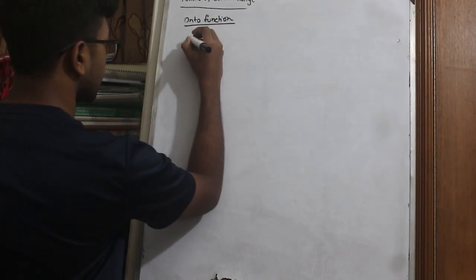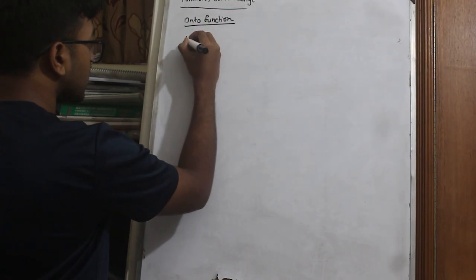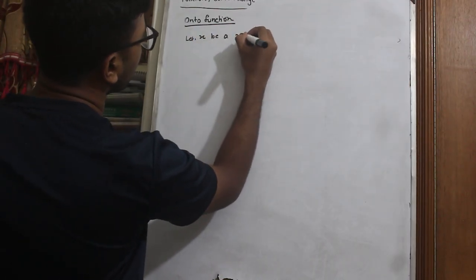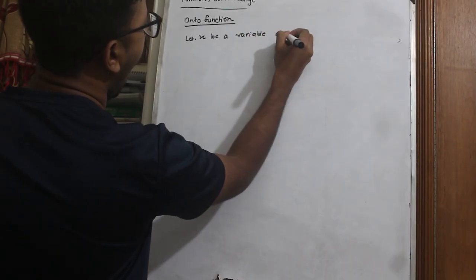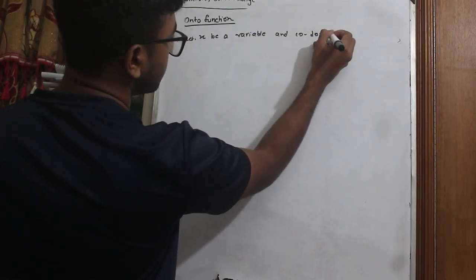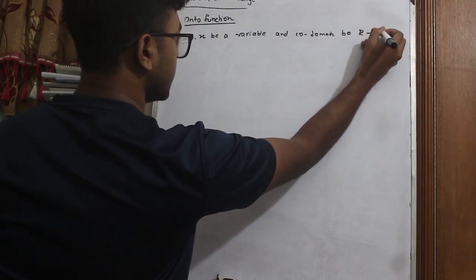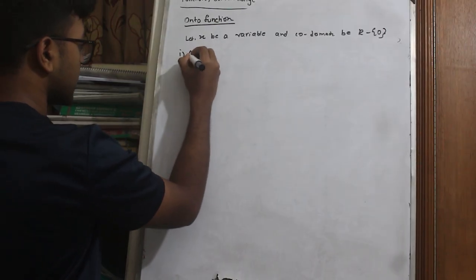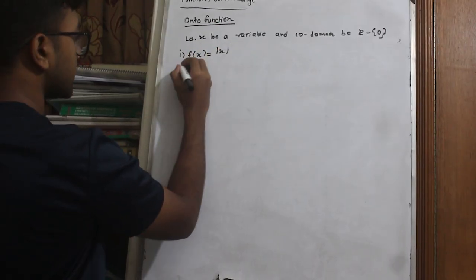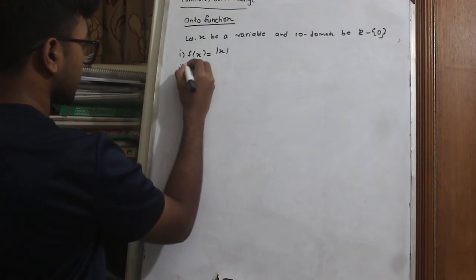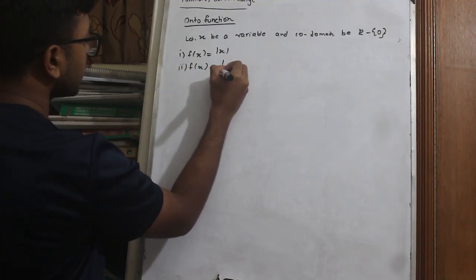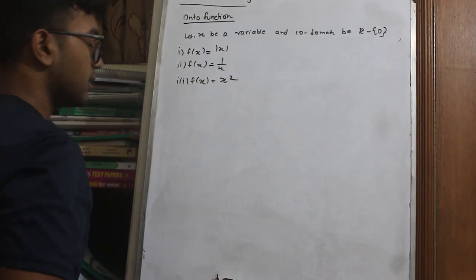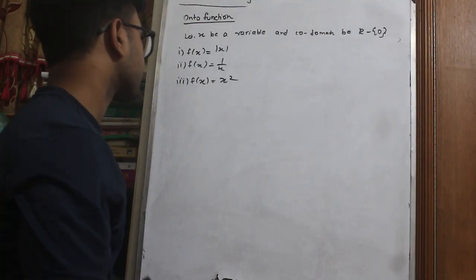For example, let x be a variable and the codomain be R minus 0. Now, which one is the correct onto function? Let's put number 1: f of x equals absolute value of x. Number 2: f of x equals 1 by x. Number 3: f of x equals x squared. Let's put these three for now, okay?